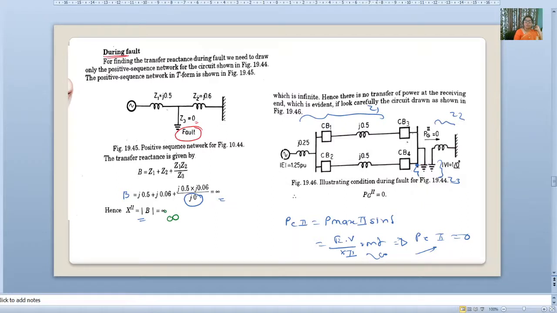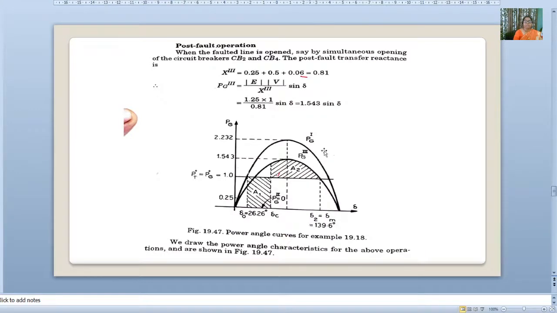We can draw the circuit during the fault condition. This will be like this, which we have already drawn. Now the third condition is the post-fault condition. In the post-fault condition, only one line is working. Already we have drawn this diagram. This is area A1 equated with area A2. In the post-fault condition, this is our PE3 curve.